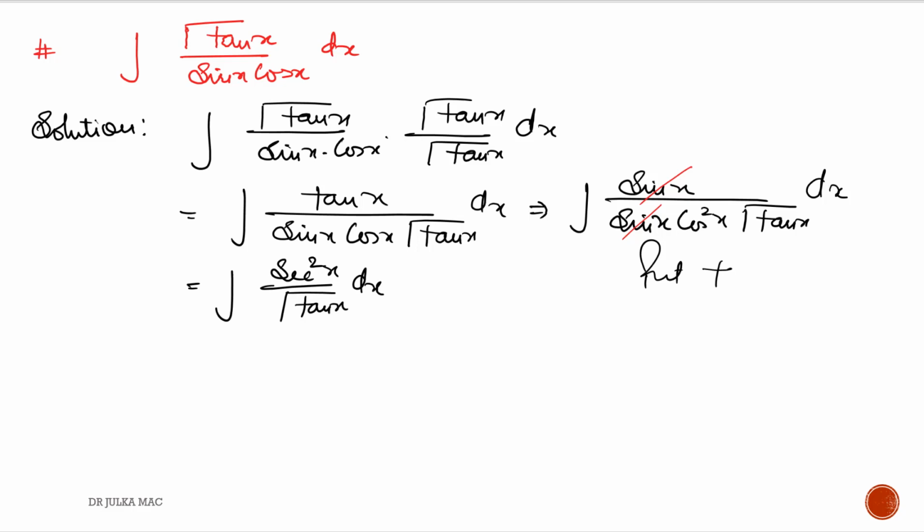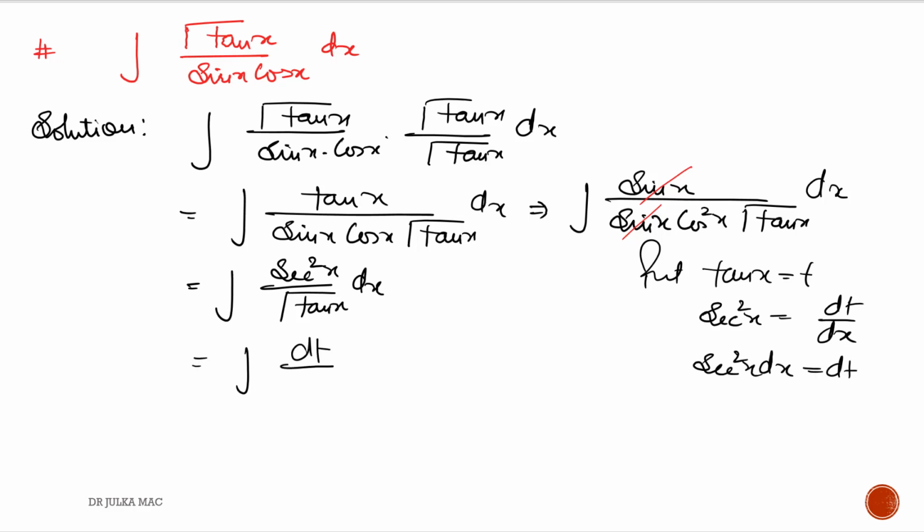Now put tan x equals t. Differentiate with respect to x both sides. It is sec square x equals dt by dx. So sec square x dx equals dt, and put tan x equals t. So integration of dt upon root t is 2 root t, and the value of t is tan x. So the answer is 2 root tan x plus c.